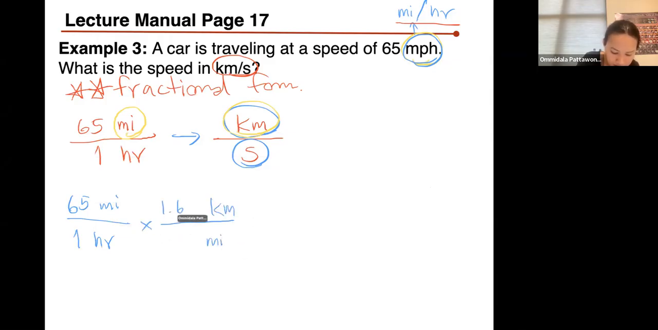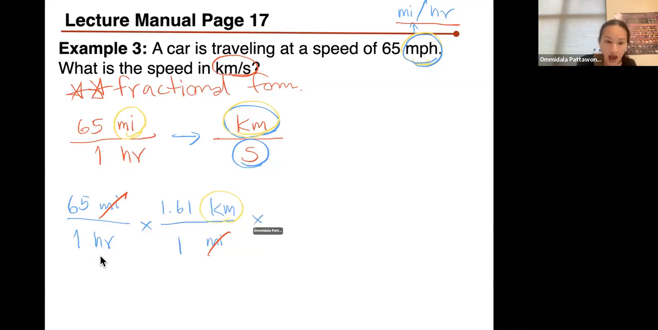We know that 1.61 kilometers equal 1 mile. Perfect, so the units cancel out. Oh good, because this is what I want: I want kilometer on top. That's perfect. If I stop here, your final answer would be kilometer per hour. We don't want that. We want per second. So there is work that still needs to be done here.